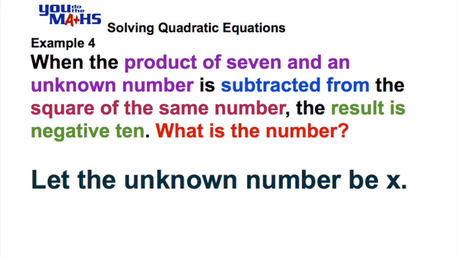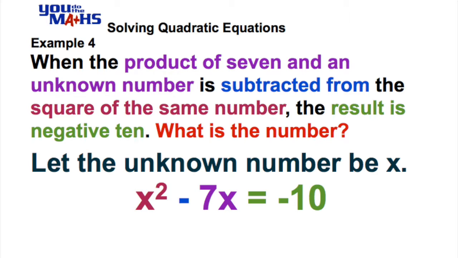Let's first of all identify the unknown number as x, so we can then write an equation from there. Let's have a look at the words again and see if we can match it to our equation. In purple, we've got the product of 7 and the unknown number x. Now product means multiply, so algebraically that's 7x. We're going to put that down first of all, but remember that's being subtracted from the square of the unknown number. Now the square of the unknown number is x squared, so we write down x squared minus 7x. The result of that subtraction is -10. We can see that in green, and the result implies that it's equal to -10.